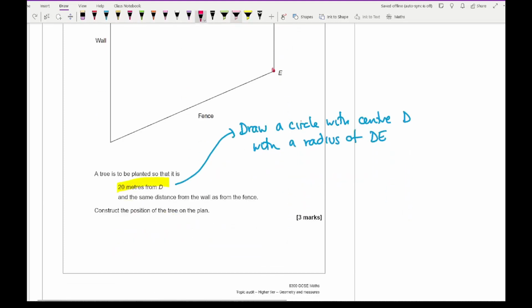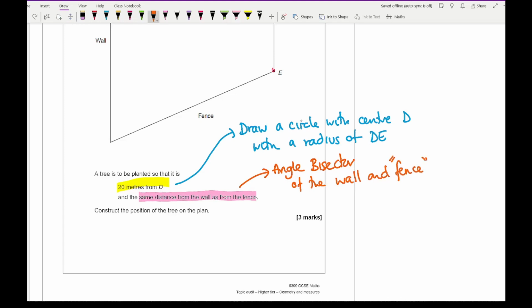Then for this second instruction, for the same distance from the wall to the fence, what I need to do is an angle bisector of the wall and fence. And what I'll do now is I'll revert to my camera and actually show you how to answer this particular question.